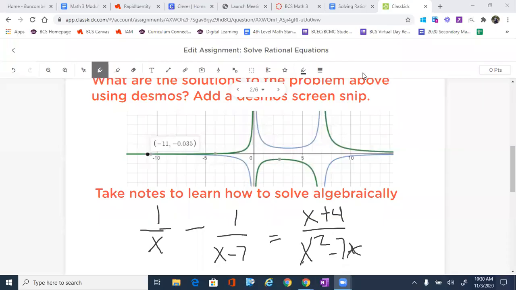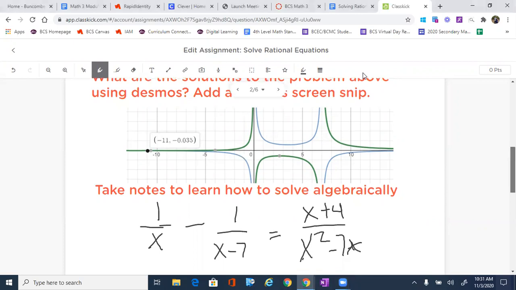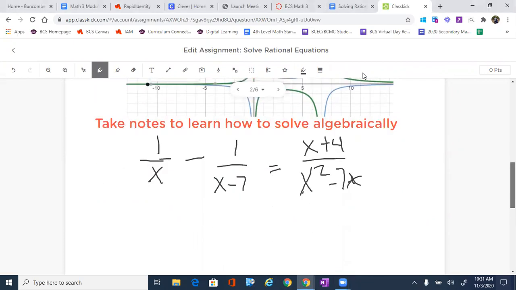All right, so we solved this problem just a second ago on Desmos, and we know that the answer was -11, and that was our graphical representation. But now we're going to go ahead and solve it by hand. So you're going to be taking notes on this today.